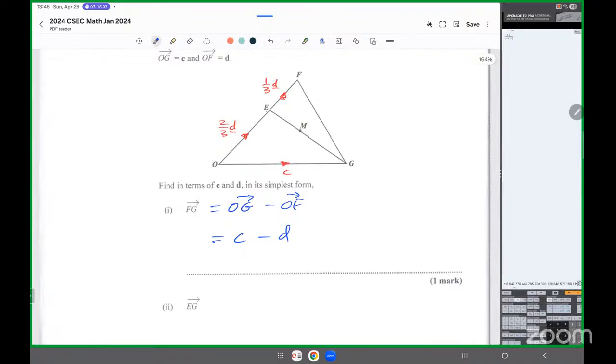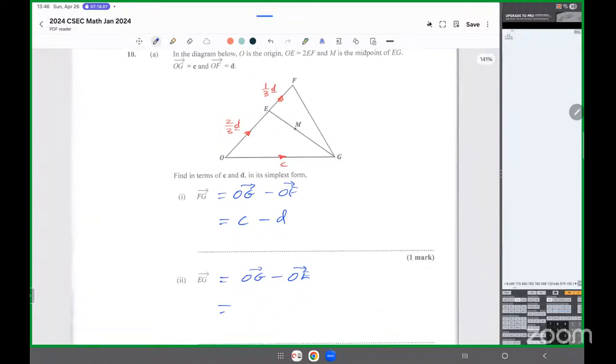Next part I want is EG. Same thing again. You have the vector O to G, and the vector O to E. So no problem. I'm going to use O times the last minus O times the first again. That's OG minus OE. Once you know the position vector, you use it. The OG is C minus the OE is 2/3 D. All right. That's it.